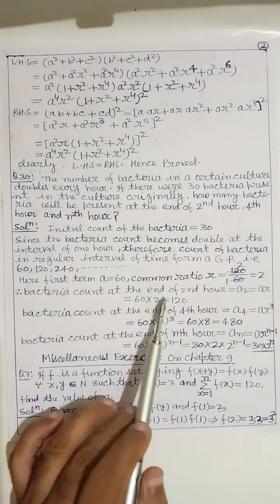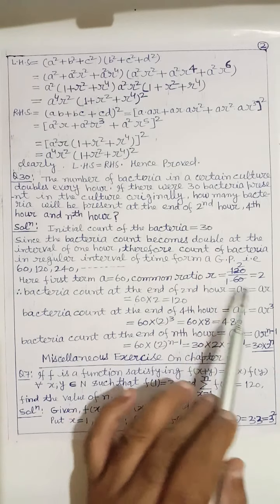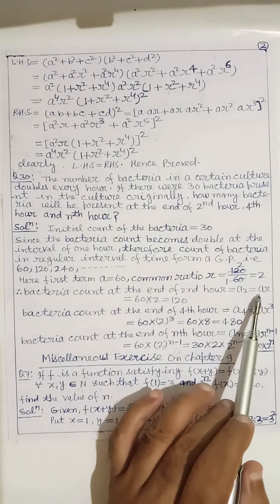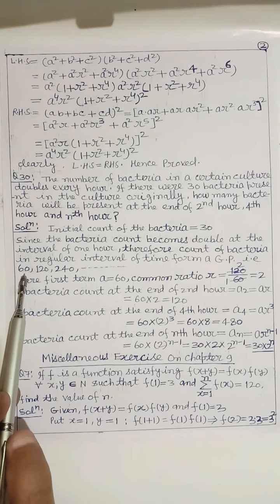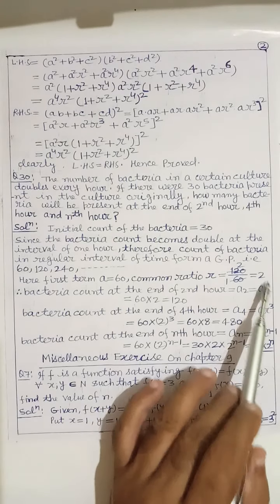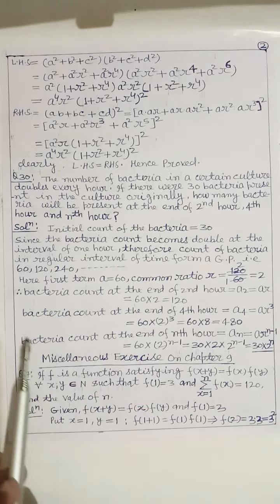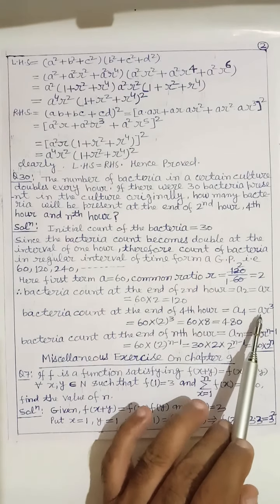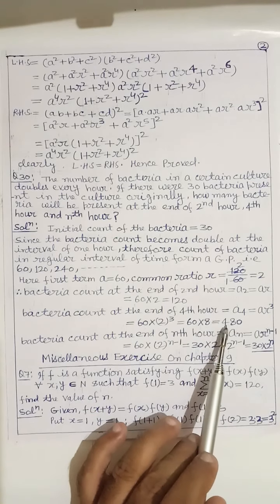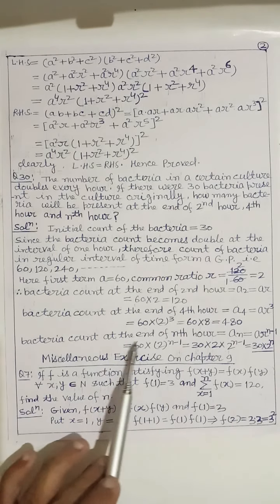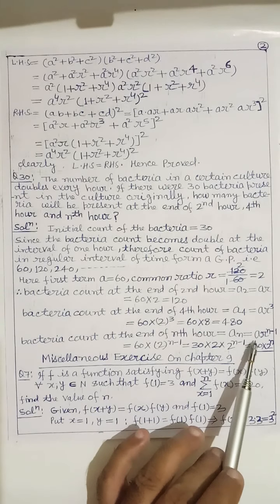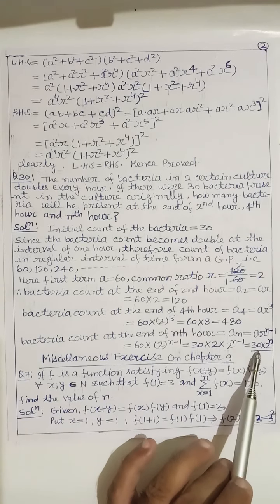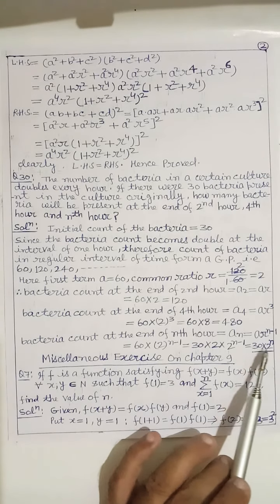Therefore bacteria count at the end of second hour, A2, is ar. Here a is equal to 60 and r is equal to 2, so ar is equal to 120. Similarly, bacteria count at the end of fourth hour is ar to the power 3 and this is equal to 480. Bacteria count at the end of nth hour is ar to the power n minus 1, and finally we get 30 into 2 to the power n.